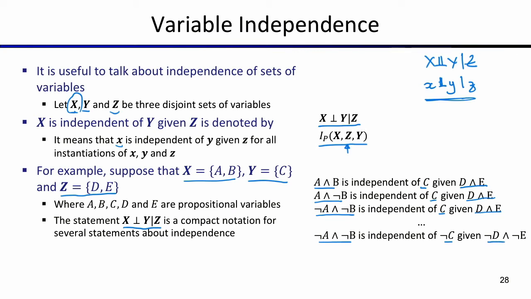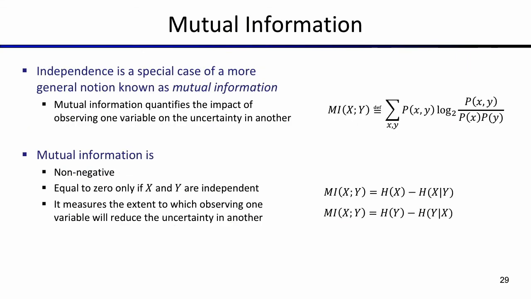So in total, this statement here is the same as saying that we have 32 independence statements, because we have 32 possible values given that we have 5 binary variables. So a very interesting concept is mutual information. We can understand independence as sort of a special case of mutual information.